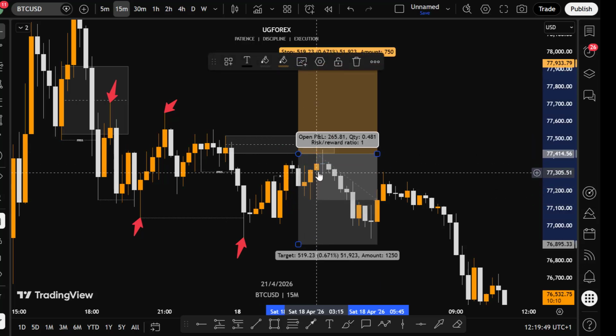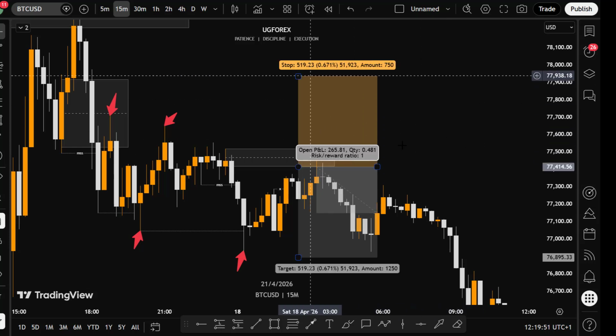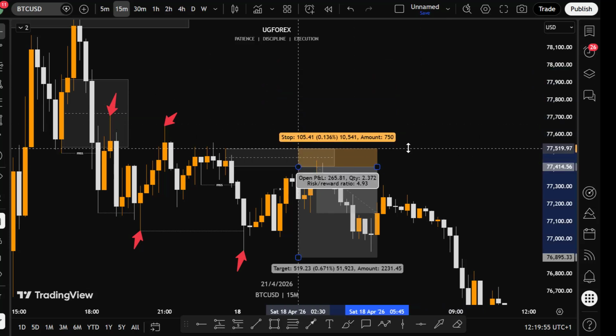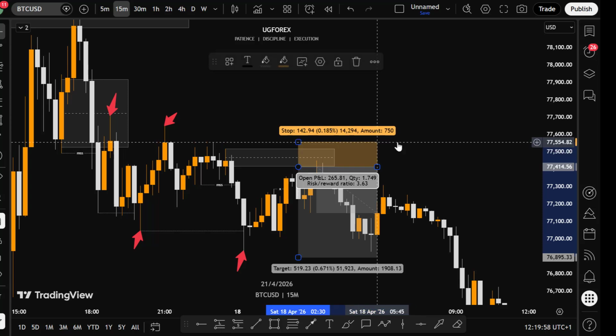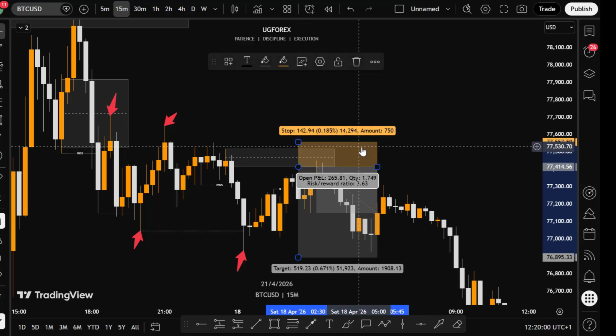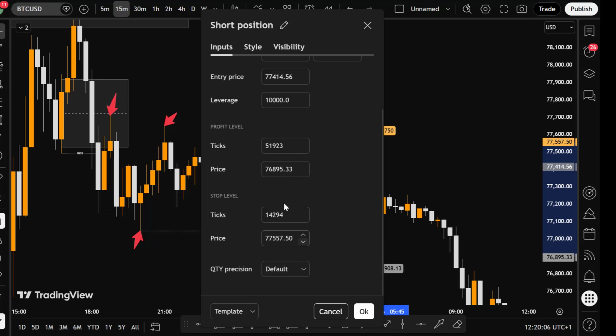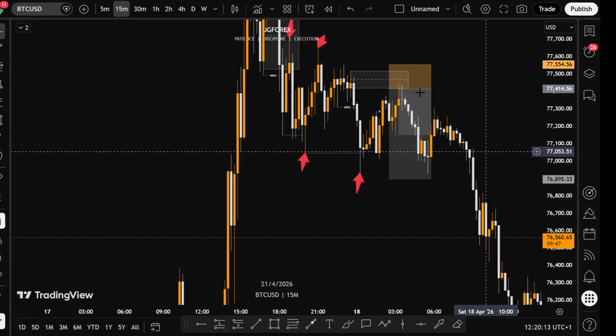You take your sell right there, and then you put your stop loss just above this zone. Something like so. I always like to round up my stop loss to the closest whole number, so I'll just take this from 14.294 and change that to 14,000.23, and boom, that's it. So that's the trade idea right there.